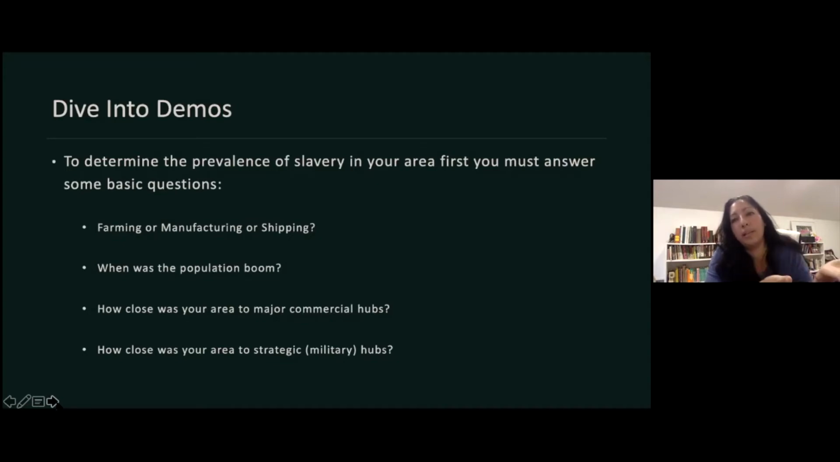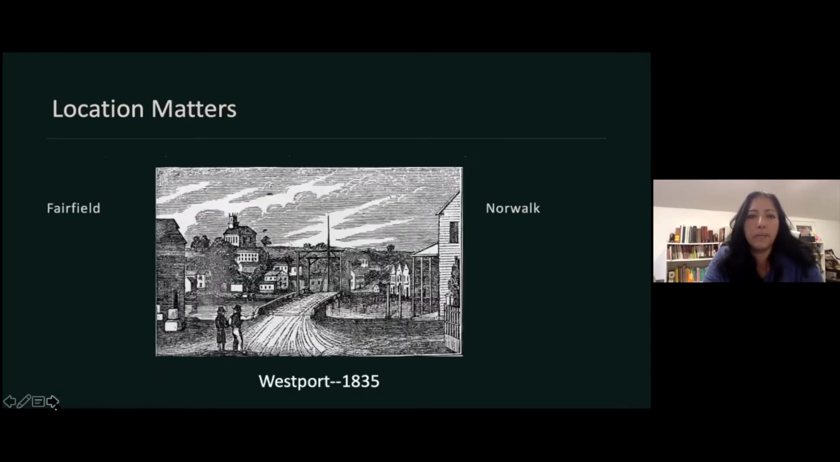Why? Because then, as now, when you had a fort, you had a military base, you had a port where you had a lot of troops or militia, you had a need for goods. And those goods were provided by locals who were obviously trying to make a profit and therefore might very likely have had enslaved people working for them. So location matters.